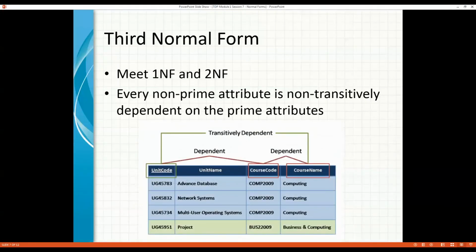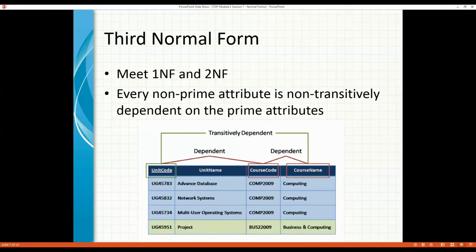Finally, in third normal form, we go through and make sure that we have no transitive dependencies. First requirement, though, is to make sure we meet 1NF requirements, 2NF requirements, and then after that we can proceed. Here we have met 2NF requirements and made sure that everything in here is directly dependent upon a prime attribute.